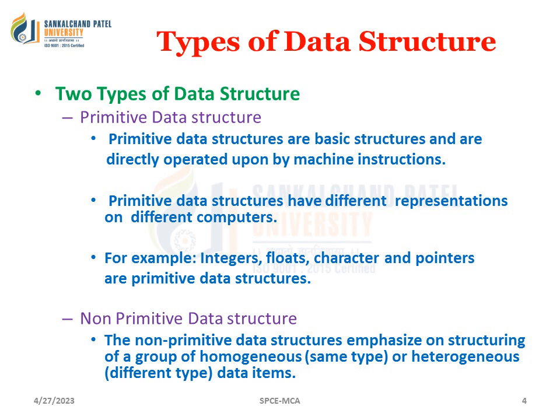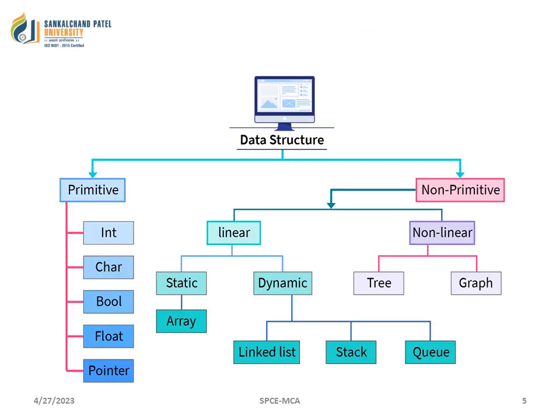Now what is a non-primitive data structure? The non-primitive data structure is a structuring of a group of homogeneous, same type, and different type of data items. It's a homogeneous and heterogeneous data item collection, and it's called a non-primitive data structure.